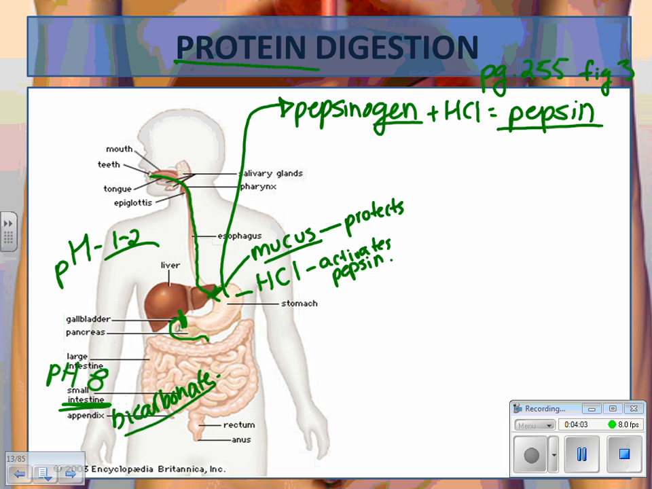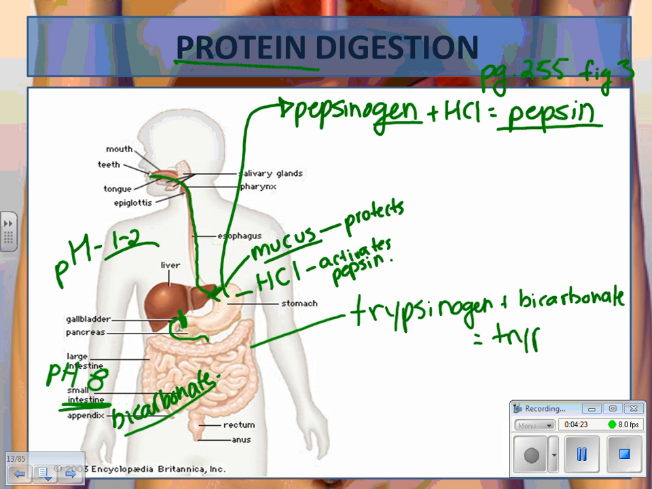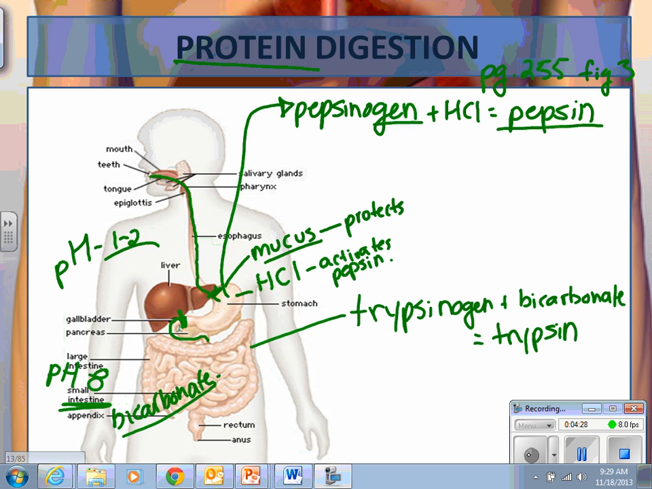Then we have another enzyme that's released in your small intestine: trypsinogen, which again is inactive. So trypsinogen plus bicarbonate, so plus a base, gives us trypsin. This trypsinogen is produced along with many other enzymes in the pancreas. So the pancreas makes this enzyme and then secretes it into the small intestine.